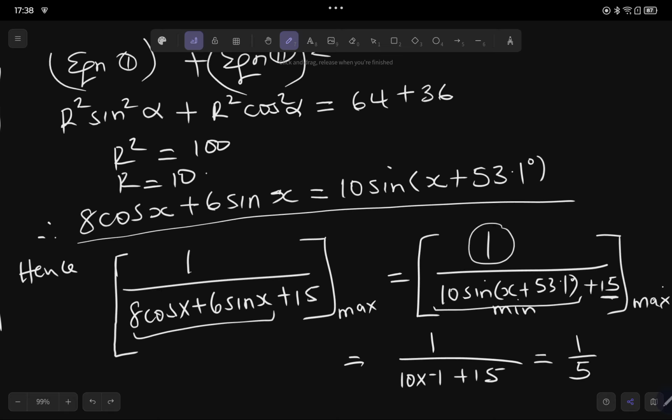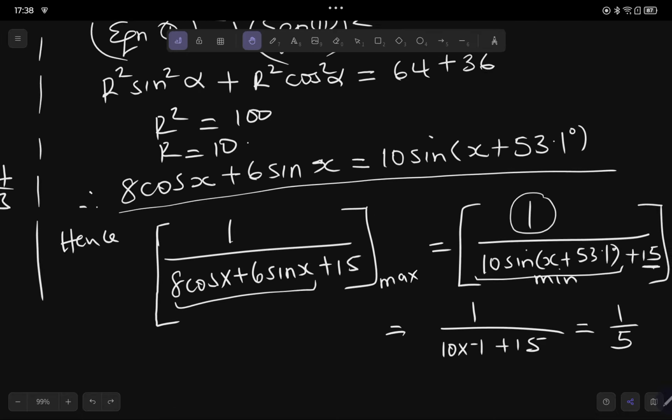So our lowest value was 1 over 25. Now our biggest value is 1 out of 5. And indeed, as fractions, 1 over 25 is smaller than 1 out of 5. Let's now go to the last question.